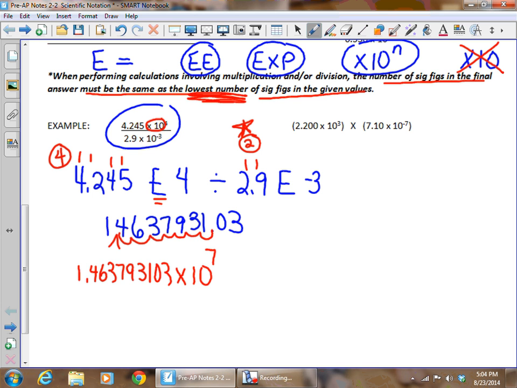Again, that is not the correct number of sig figs. We need 2 sig figs. So let's draw our 2 sig fig line. Every digit is significant in scientific notation, which makes it easy. We're going to draw it here.